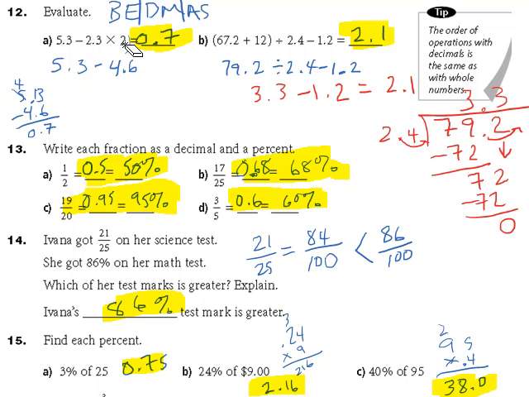We're going to do 2.3 times 2 first, okay? And I can just do that in my head, that's going to be 4.6, so I rewrite the question, 5.3 minus 4.6, and that gives me 0.7.